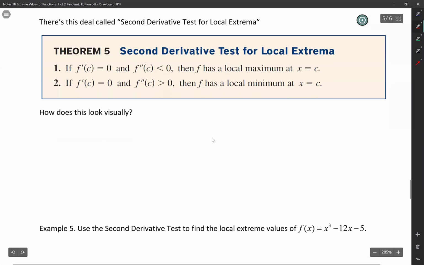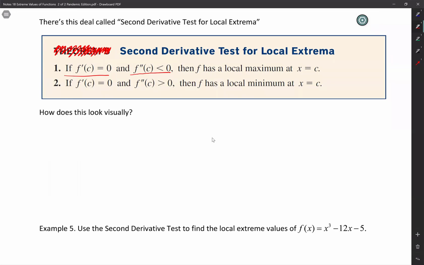All right, so second derivative test, let's see what it says. It has a name on it, theorem 5. Obviously, I took it from some textbook. Let's delete that. We're not keeping tabs of how many theorems we already know. It says if the derivative is 0 and the second derivative is negative, then f has a local maximum at x equals c. Well, yeah, think about what that means.